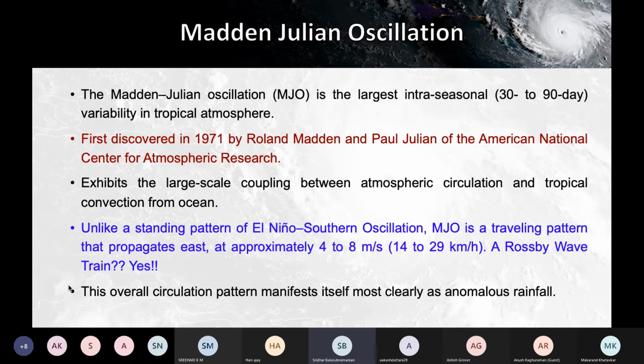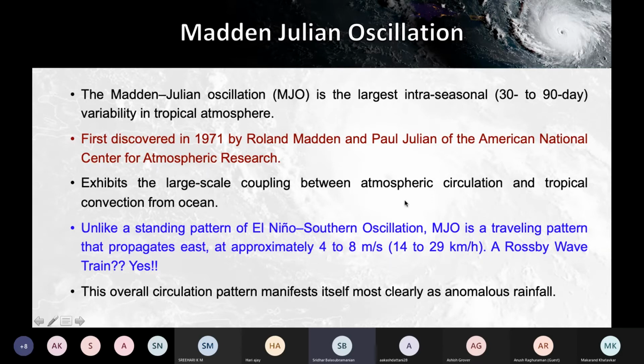So MJO is one of the largest tropical variabilities in the atmosphere, and I say largest tropical variability because it covers the entire globe, moving from one basin to the other. Of course, this movement was first discovered by two scientists who were a part of the National Center for Atmospheric Research, and since it's an atmospheric phenomenon mainly, it was seen as a movement of a wave from one region to the other.